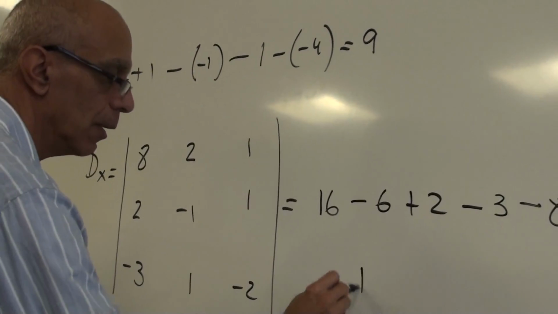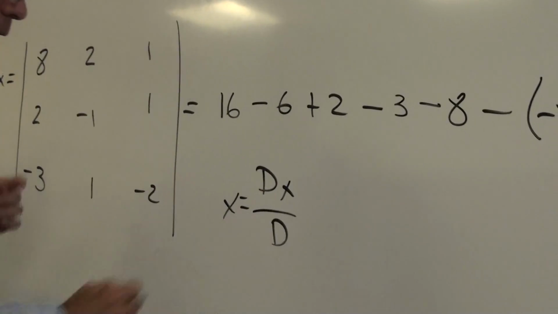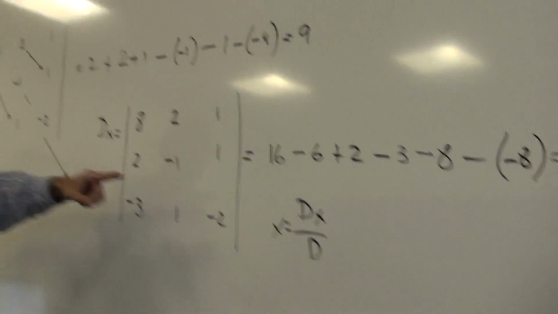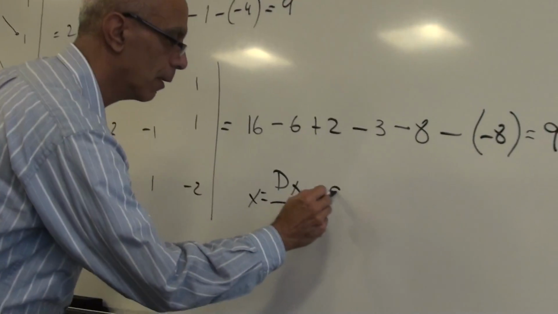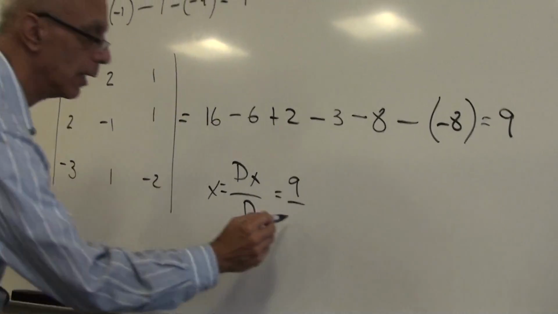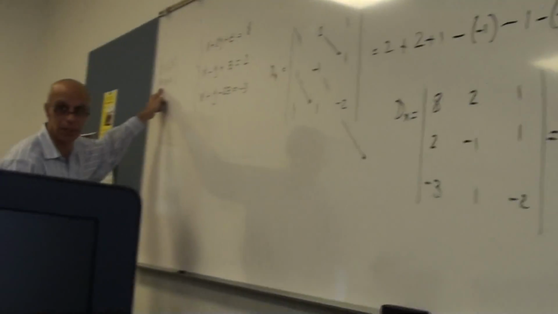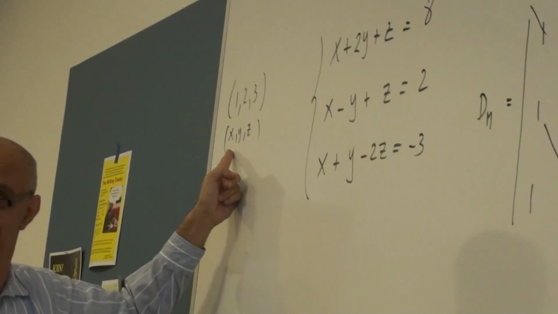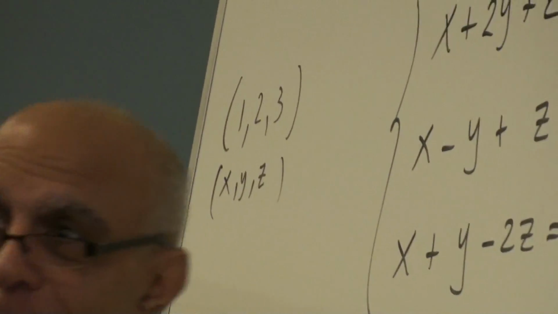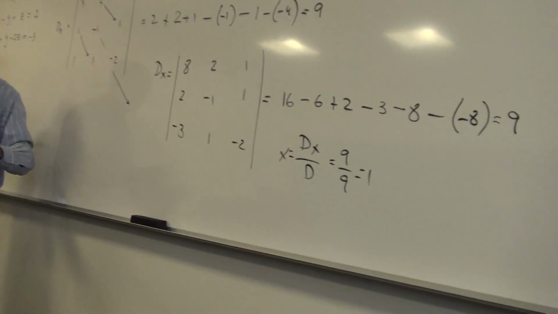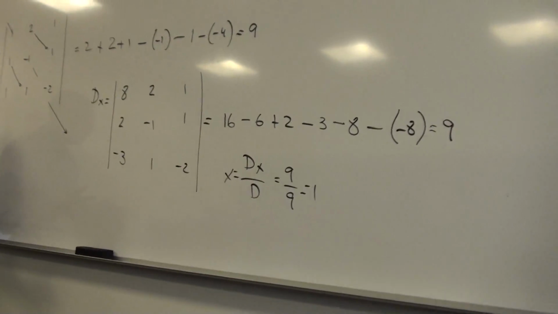x is dx divided by d. But what is the dx? The dx is 9. What is d? d is 9. So this is equal to 1. And here you go. That's the answer that we are expecting, right? Is this okay? So do you guys think you can do the dy and the dz now by yourselves?